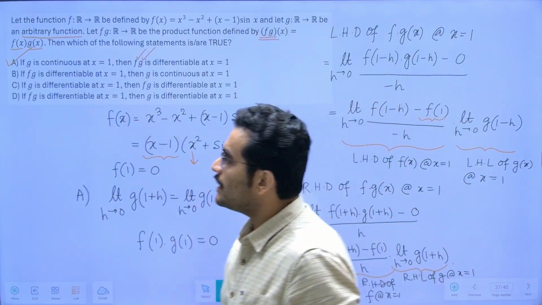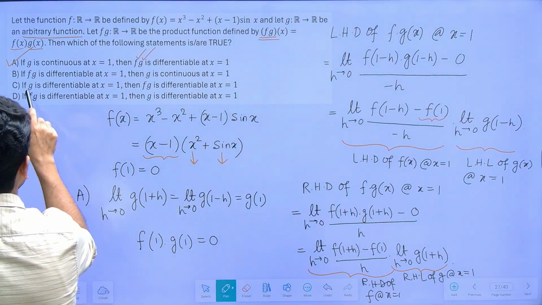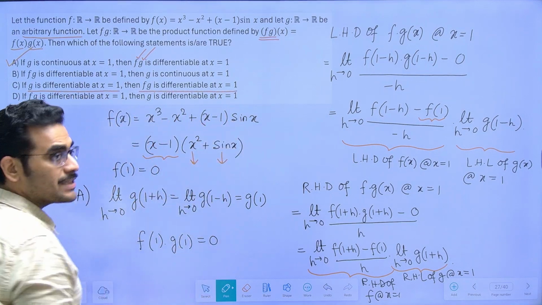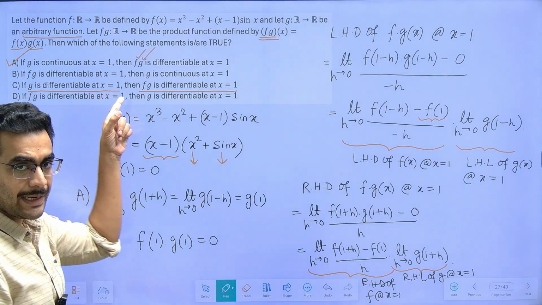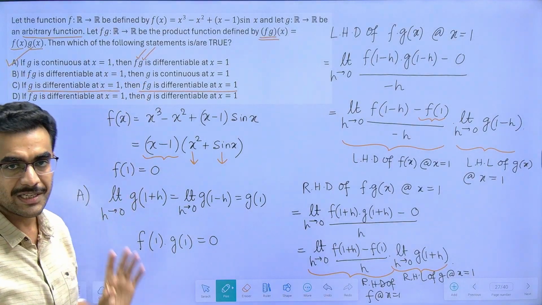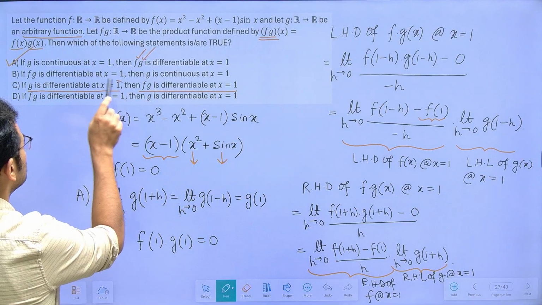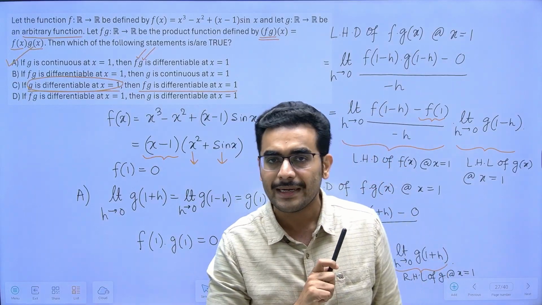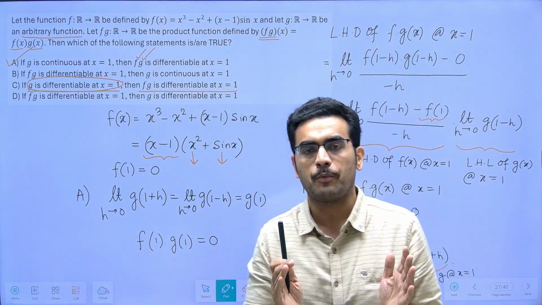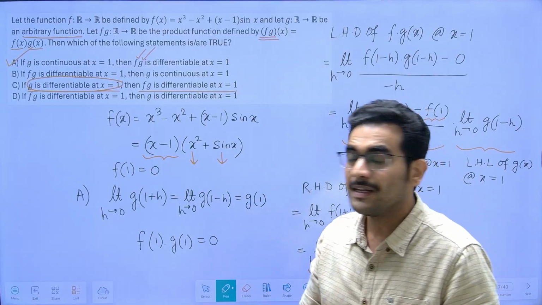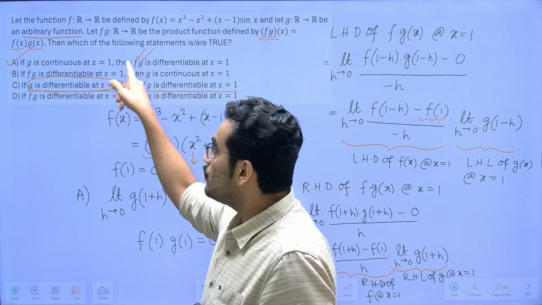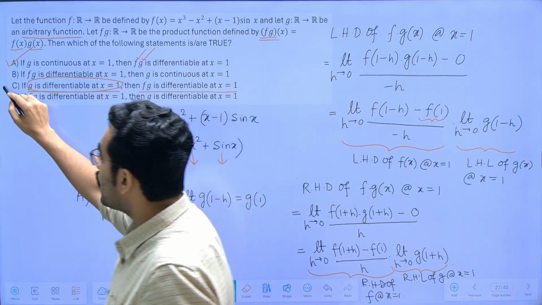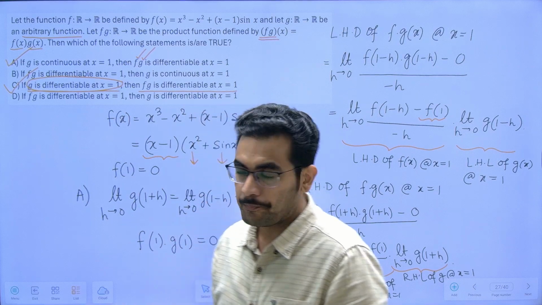Now you see there is a direct connection with option C, that is, if g is differentiable at x equal to 1, then f into g is differentiable at x equal to 1. We can easily say this option is correct if we have already proved the first option is correct. Because if g is differentiable at x equal to 1, what does it mean? g is continuous at x equal to 1. If a function is differentiable at a point, then it must be continuous at the point. So if it is continuous at x equal to 1, we have just proved that f into g is differentiable at x equal to 1, that means option C is automatically correct along with option A.